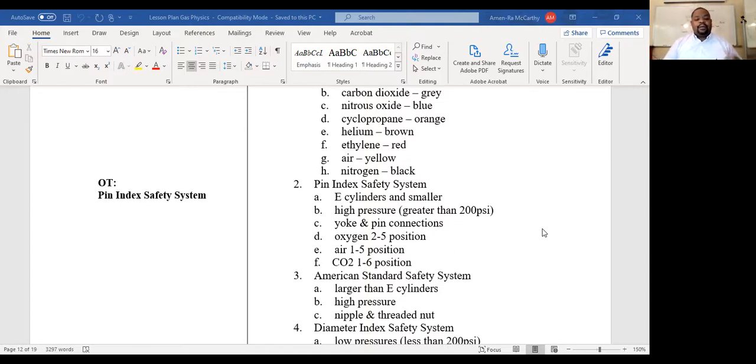We have higher pressures greater than 200 PSI, and it breaks it down. Those pressures will be broken down to a standard working pressure of 50 PSI. But in order to do that and to guarantee that you don't put the wrong regulator on the wrong cylinder, in this case E cylinders and smaller, they use the PIN index safety system. So an E cylinder already has two: color coding and the PIN index safety system.